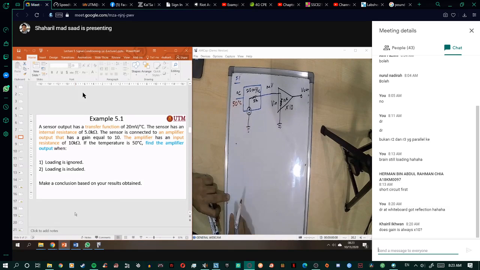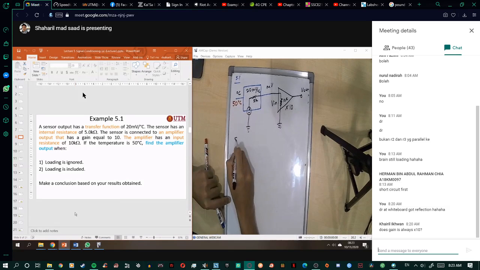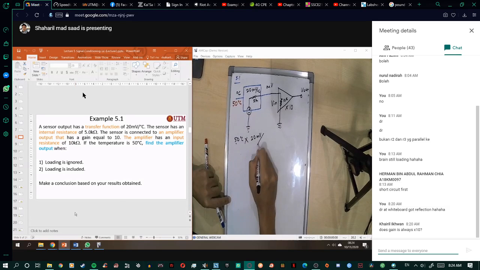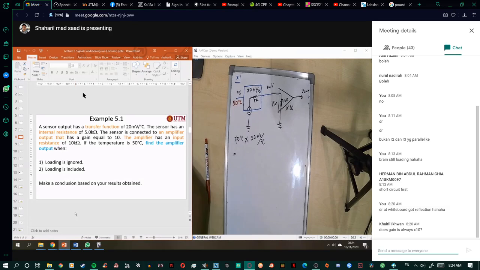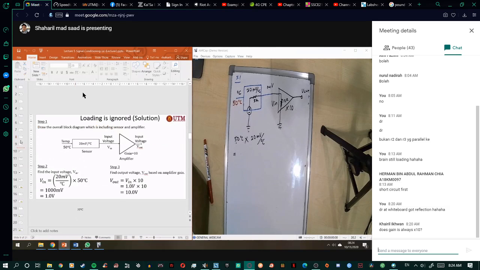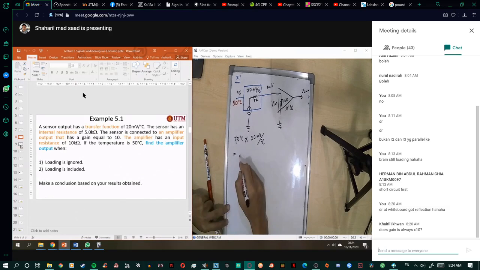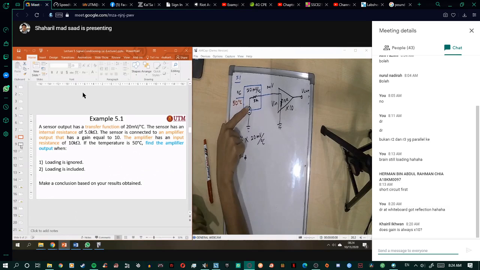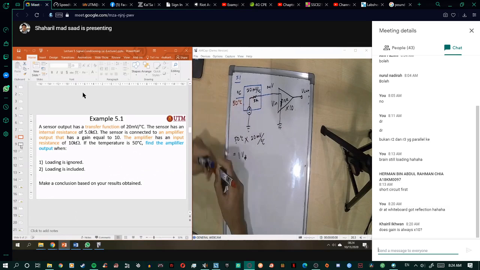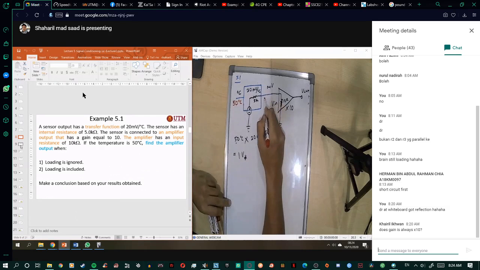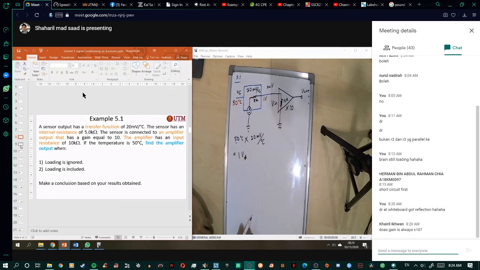So this is the information that we got from the question, and it says that the input now is 50 degree. So 50 degree times 20 millivolt over degree. Now we got 1 volt. So you got 1 volt here. That means for input 50 degree to the transducer, we got 1 volt.